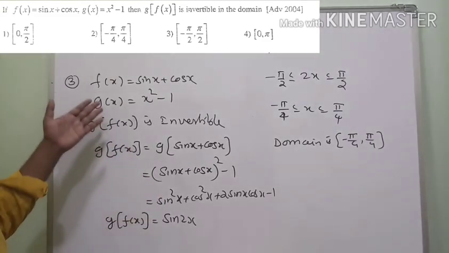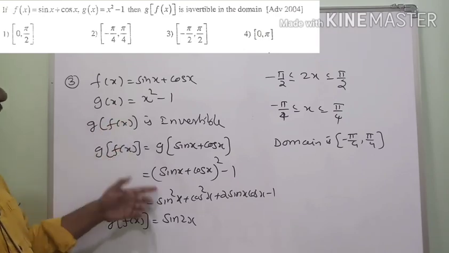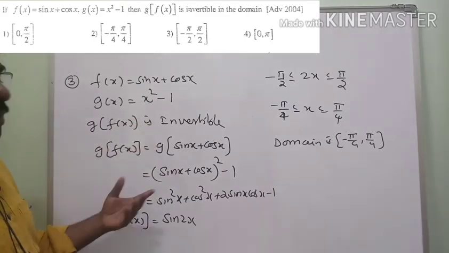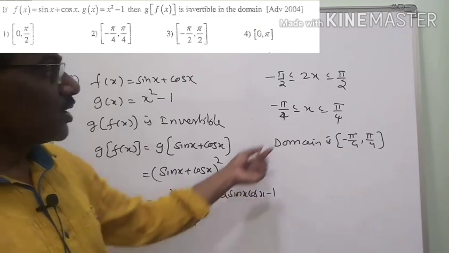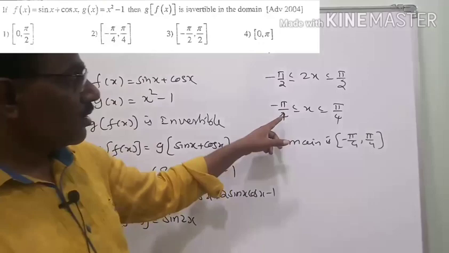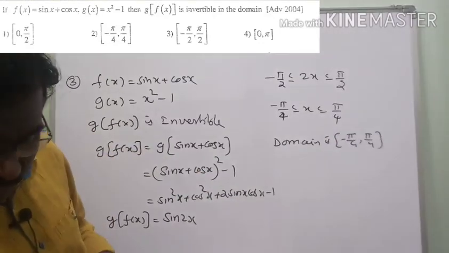Okay. So f of x and g of x are given. f into g of x is sin 2x. This is invertible. Invertible means it is 1-1 and onto. So what is the domain of 2x? The domain of 2x is minus 90 to plus 90, so minus pi by 4 to plus pi by 4. Okay.